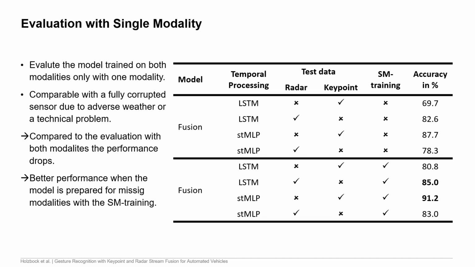During the evaluation on the last slide, we used both modalities for testing, and here now we only use one modality during testing but train with both modalities. This is comparable with one fully corrupted sensor, for example, due to adverse weather or technical problems. As we can see, testing with only one sensor causes a performance drop, but with our skip modality training, we can prepare the model for missing modalities, and therefore the performance can be improved.